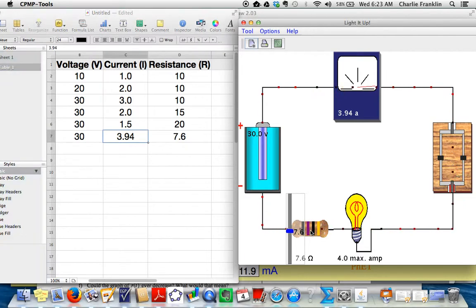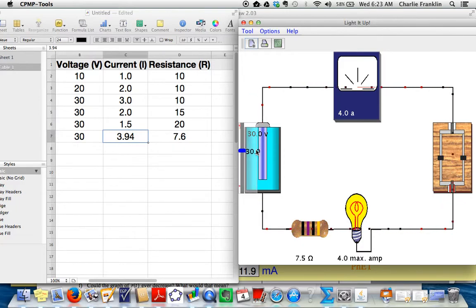So as I bring the resistance down a notch to 7.5, right there at 7.5, the ammeter reads exactly 4.0 amps, which is the maximum rating for this light bulb. So if I want to use a 7.5 ohm resistor, the maximum voltage that I can have is 30 volts.